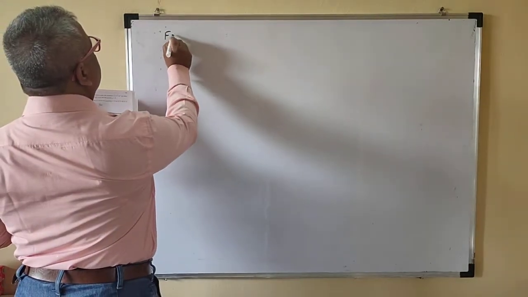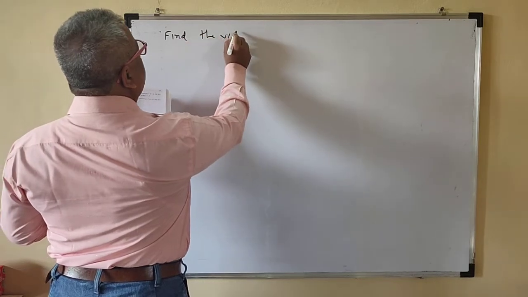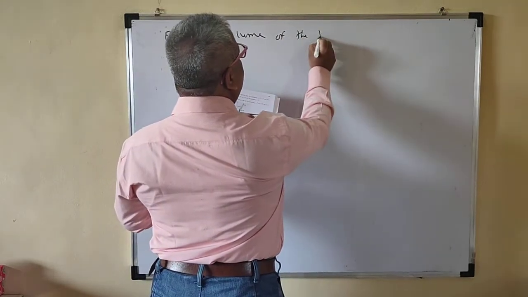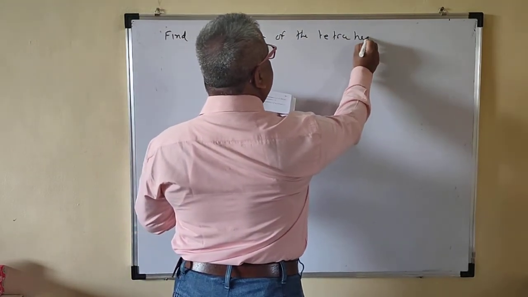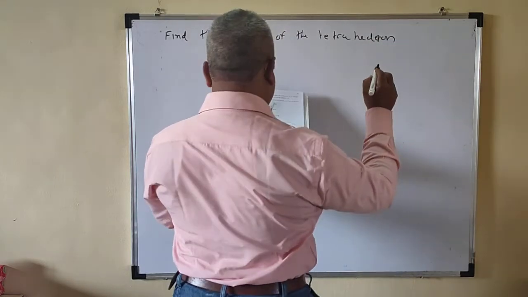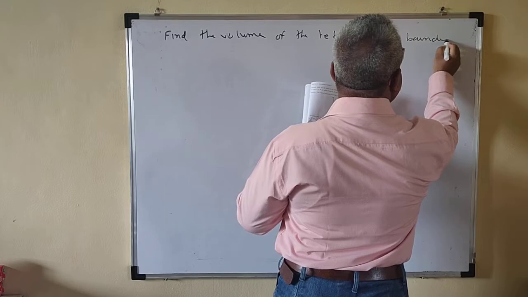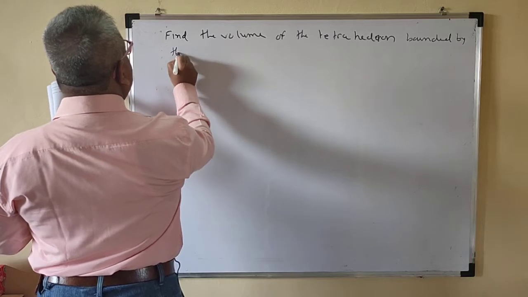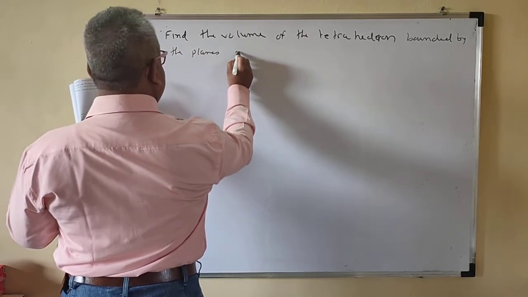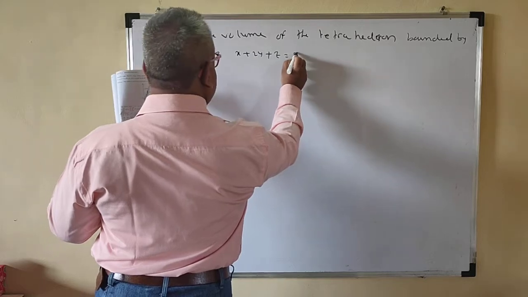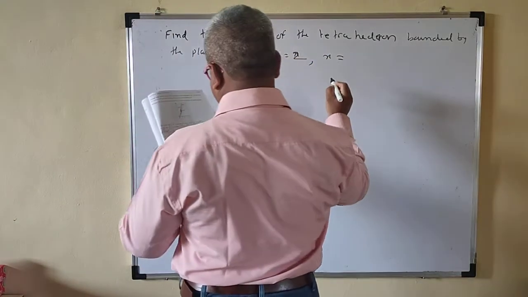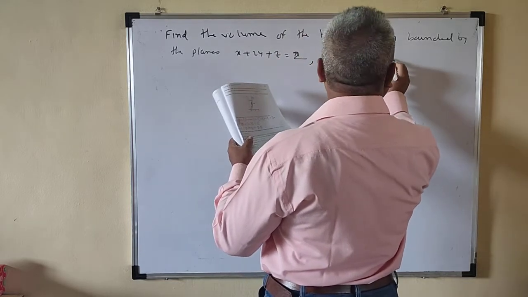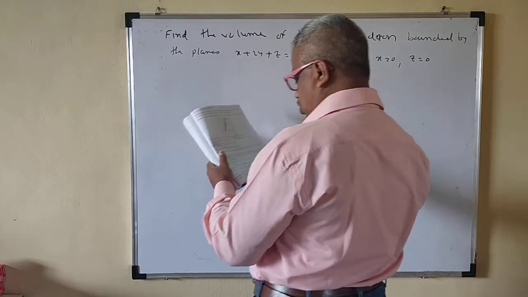Find the volume of the tetrahedron bounded by the planes x plus twice y plus z is equal to 2, x is equal to twice y, x is equal to 0, and z is equal to 0.